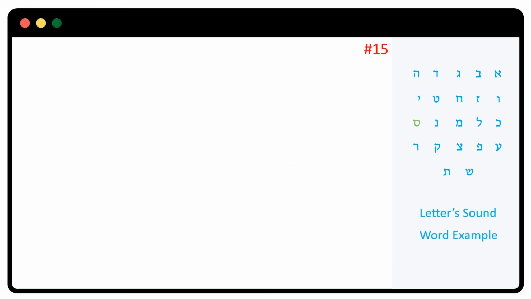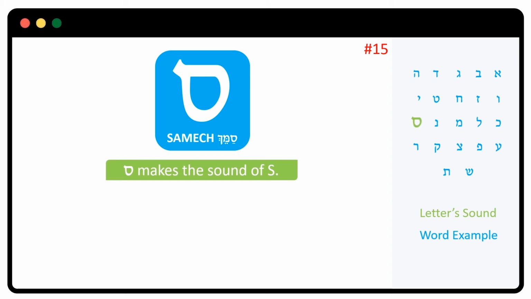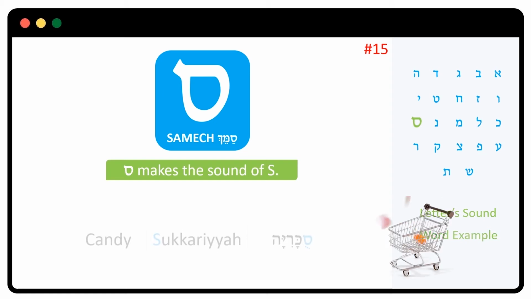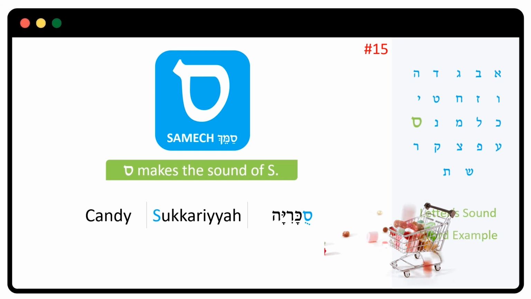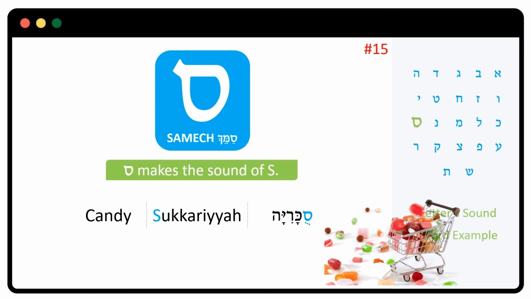Letter number 15, samech. The letter samech makes the sound of the letter S. Like in the delicious example, sukkariya. The word sukkariya starts with the letter samech, and sukkariya means a candy.